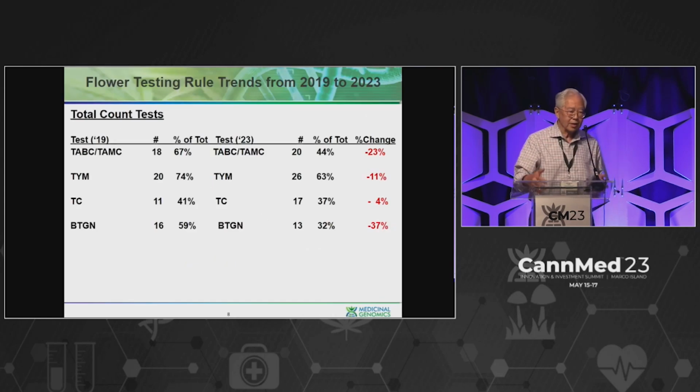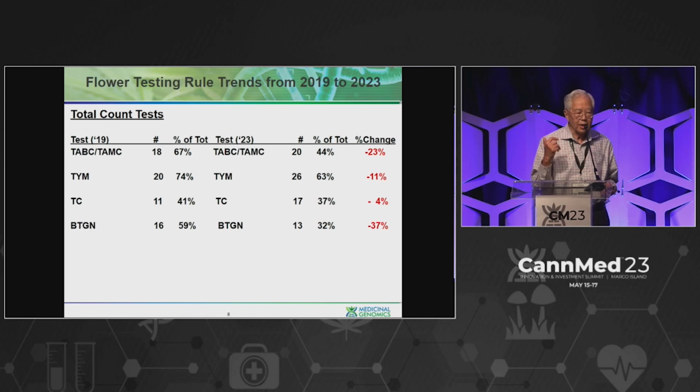Now I'd like to share with you the trends over the last 3 years in terms of the total count tests and the specific human pathogens. This slide is the total count test. The bottom line is that there's a trend towards decrease in the fraction of the jurisdictions asking for this test. So the top line is the total aerobic bacteria and total microbial count, whereby over the 3-year period, the fraction of jurisdictions has decreased from 67% to 44%, a change of 23%.